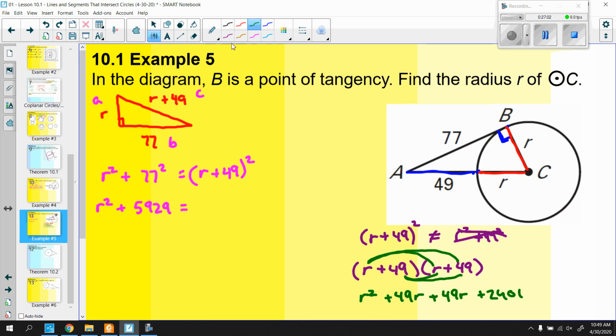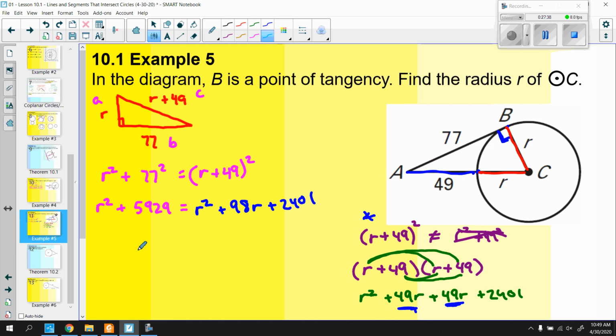The last thing I'm going to do, and I'll just bring it over because I'm running out of space here, would be to combine these like terms, right? This 49r and this 49r. So when this right side gets simplified, we end up with r squared plus 49 plus 49 is 98r plus 2401. That's the work portion of this one right here. And you're looking at this now and thinking, oh my gosh, I've got these r squareds, what's going on here? It's actually not as bad as it seems. If we can get to this spot, we're actually in pretty good shape.